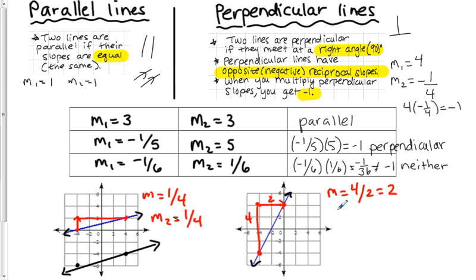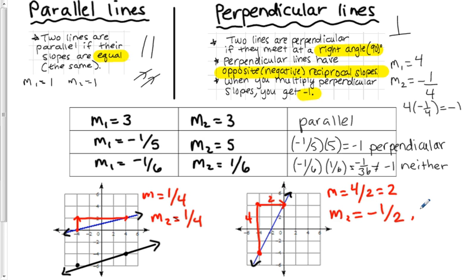So if I wanted a perpendicular slope, my slope would have to be negative. And right now, it's 2, so that's 2 over 1. So to flip it, to do the reciprocal, it would be 1 over 2. So my perpendicular slope would be negative 1 over 2.